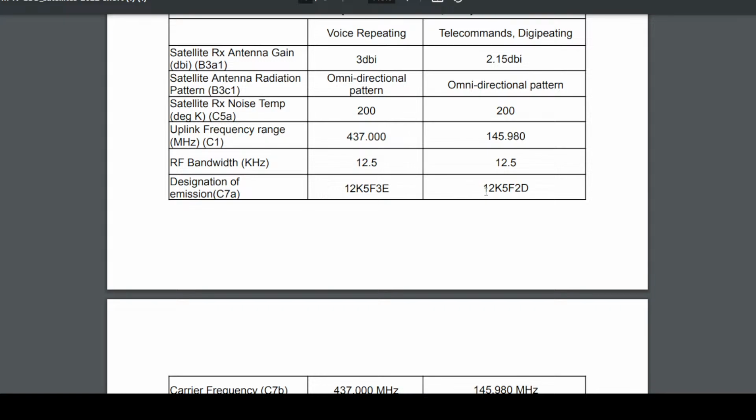And in telecommands and digipeating, it's the same as above, except it's a digital subcarrier. That's why at the end it's D for a digital subcarrier. And in voice repeating, it wasn't D because it wasn't exactly a carrier carrying a packet. It wasn't an exact packet. So that's why we had E and T. That's the difference basically.